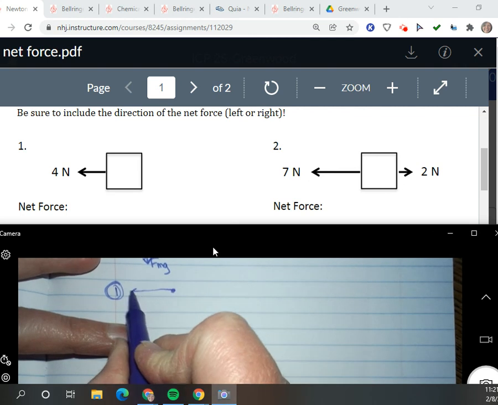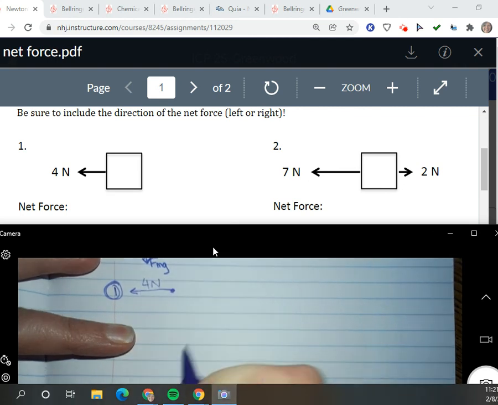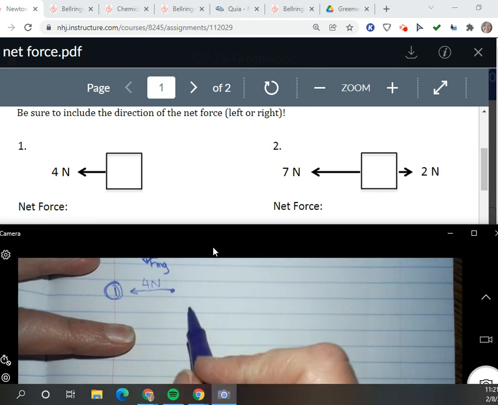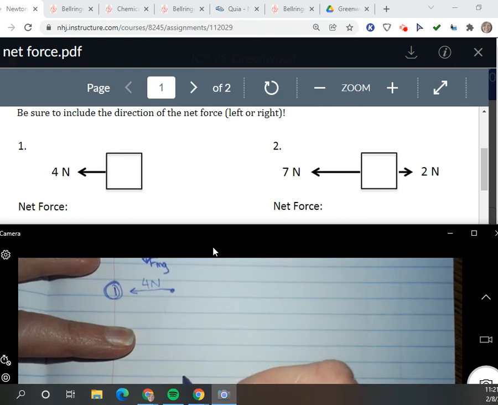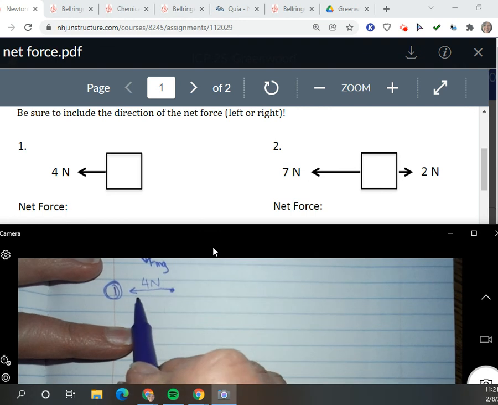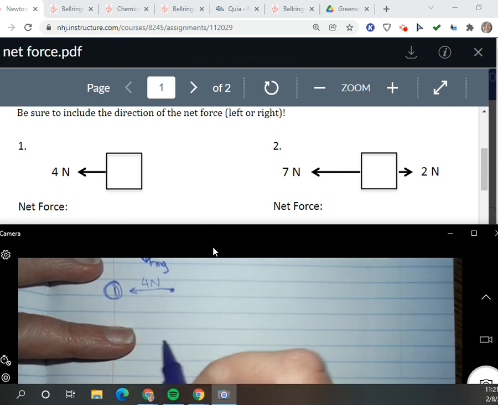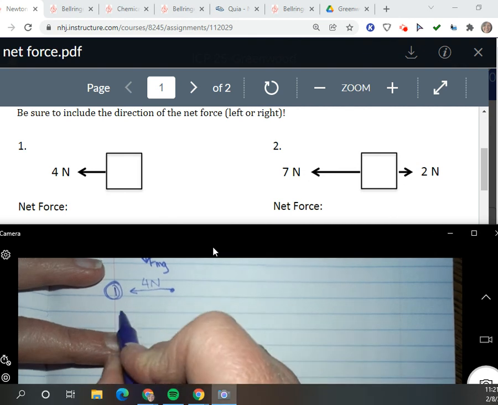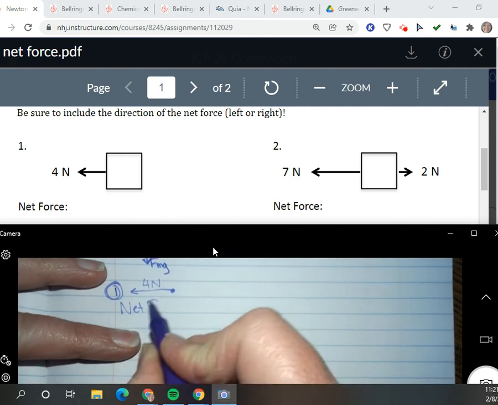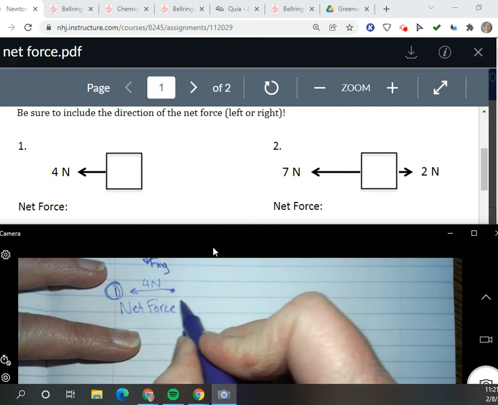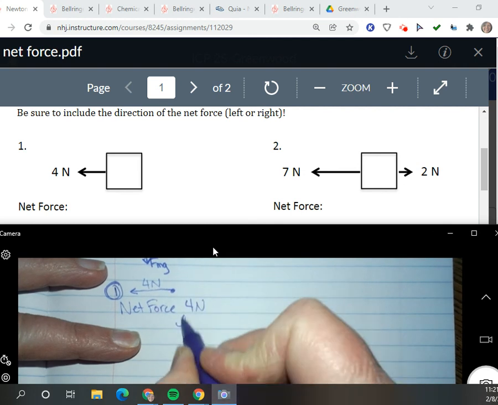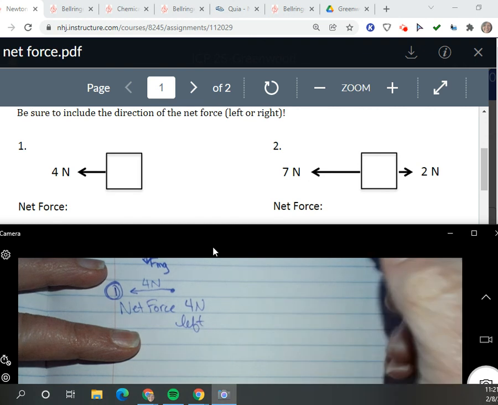We just have a force over here that is 4 newtons. We don't see gravity. We don't see the normal force. So show me on your fingers, what is the magnitude of the net force? 4 newtons. What direction is it? To the left. That is correct. All right, that one's pretty easy.